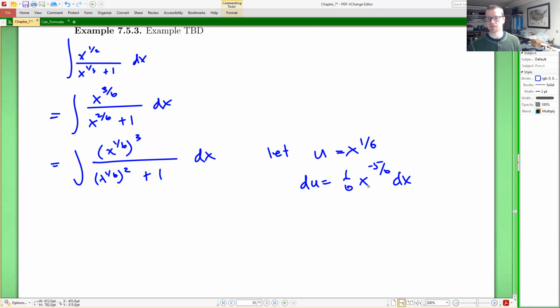Would be u to the negative 5th power. And then the factor of 1/6, that's easy, right? So we could perform that substitution, and that would provide for us something that looks like a polynomial divided by a polynomial, and we can go ahead and implement integration using partial fractions. So that's essentially what we would want to do there, and that would provide us what we're looking for.